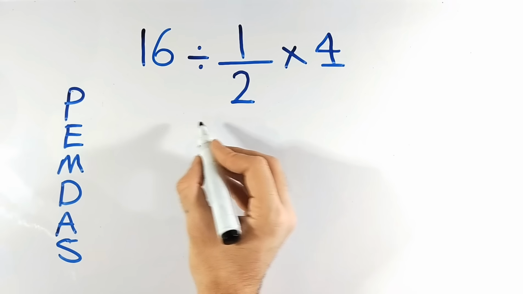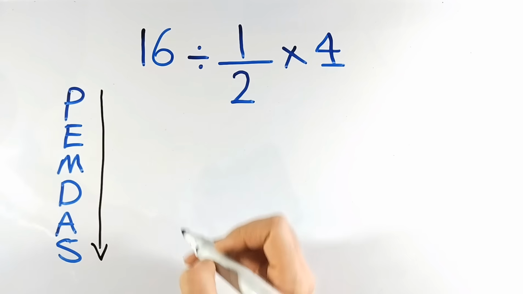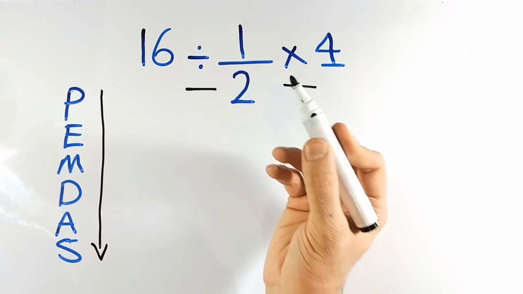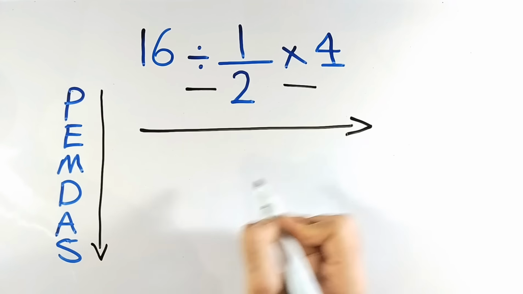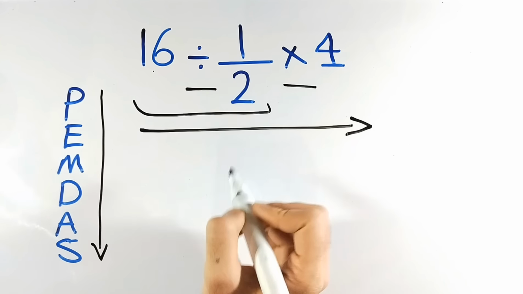To solve this question, we must follow the order of operations step by step from top to bottom. It's very important to remember that multiplication and division have the same level of priority, and we must perform these two operations from left to right. So, first we go for the division between 16 and 1 over 2.